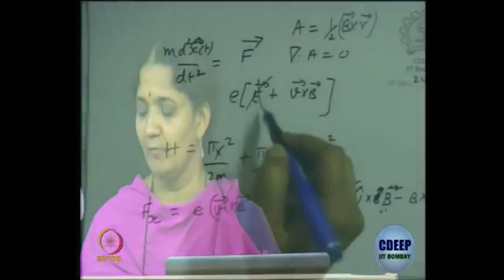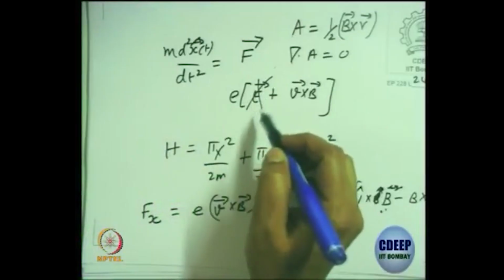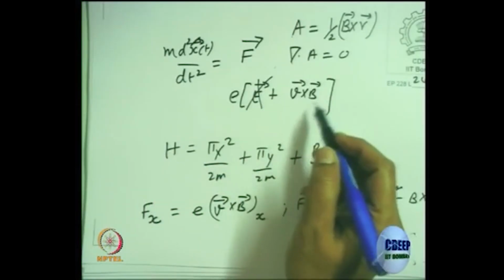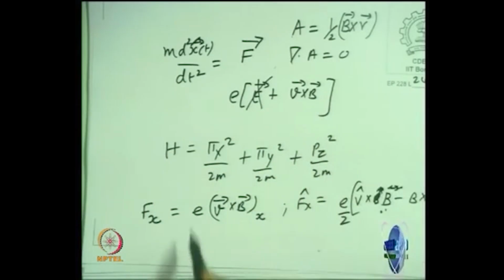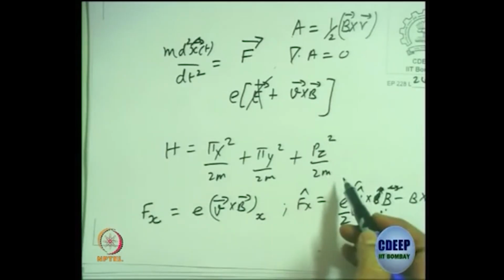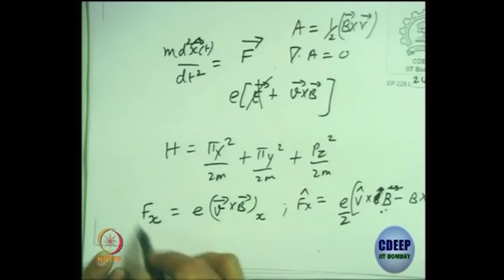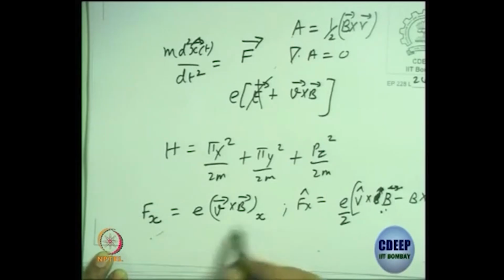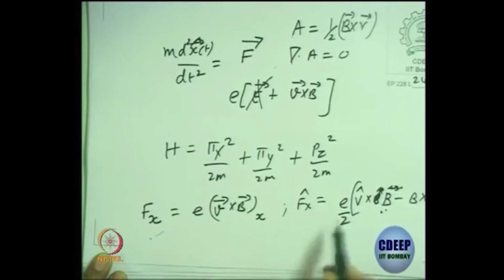Here this is your classical force equation where F is the Lorentz force, and let's work with the case where the electric field is 0. This is what we are doing now. We are taking a particle in a magnetic field, and this is the Hamiltonian. The X component of the force, we would have written it as P cross B in classical physics, but if you go to quantum mechanics, you have to write a Hermitian operator.